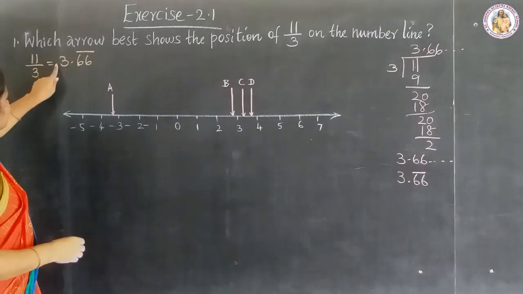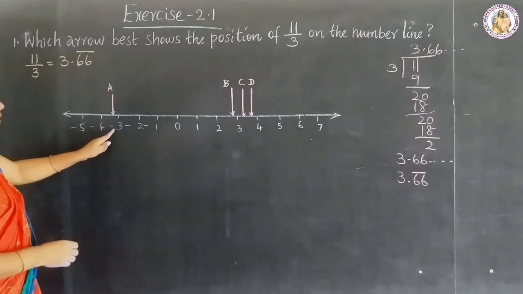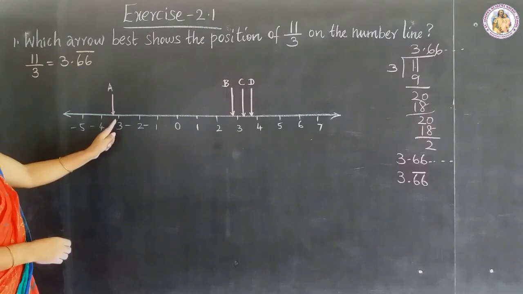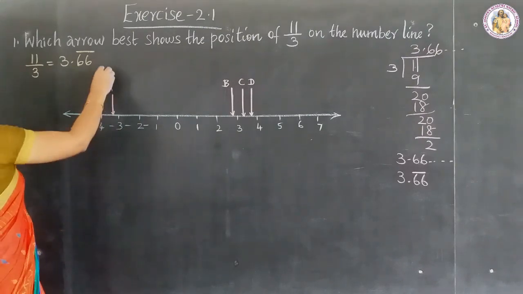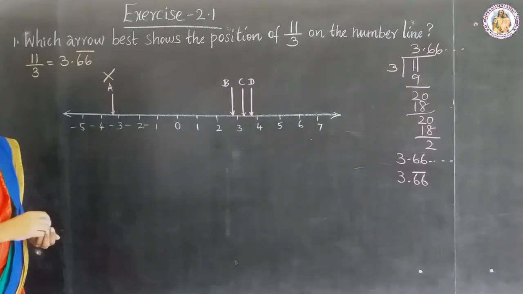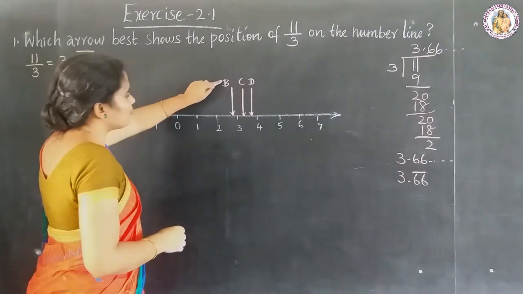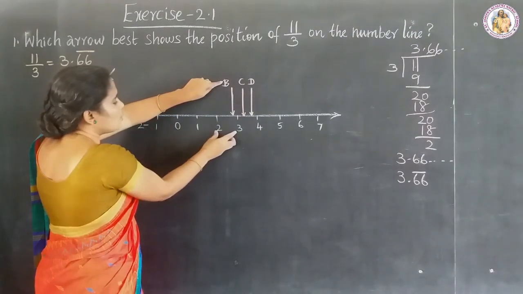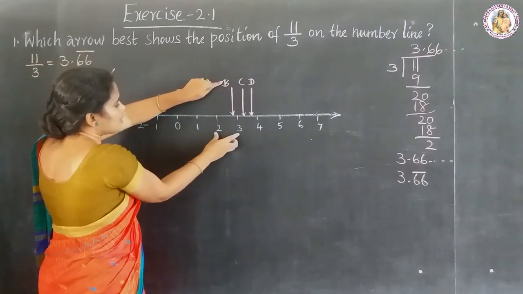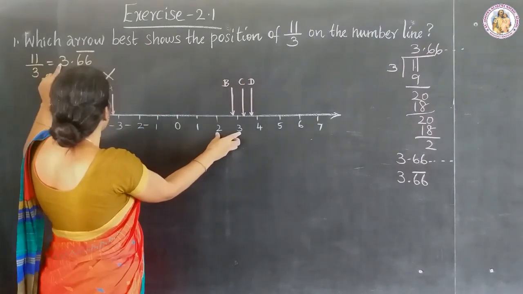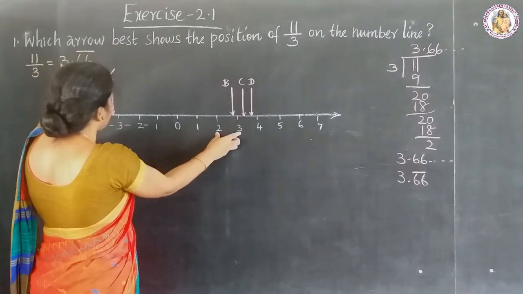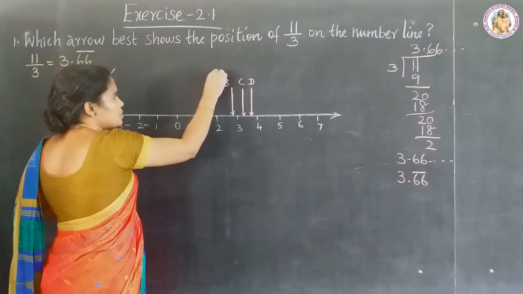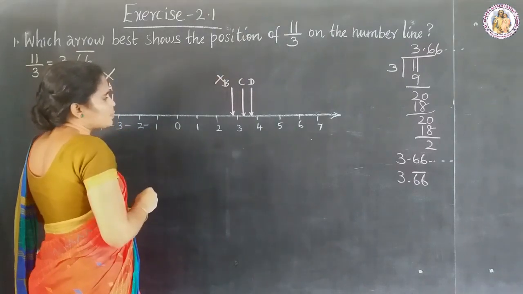Now you have to check up with A. So it is plus 3.66, but it is given as minus 3.12 or 3. Okay, so A does not show the correct position. Next, go with B. Here, between 2 and 3. B represents between 2 and 3, but we have the number between 3 to 4. So B also doesn't show the correct position.